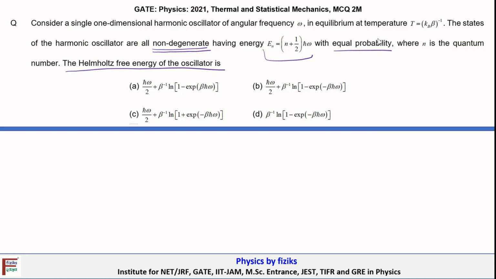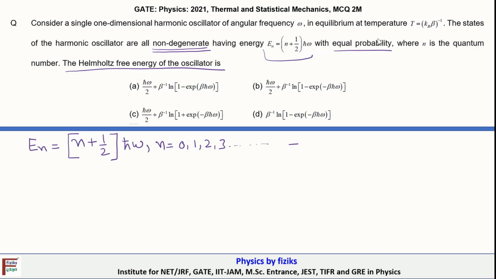So let's continue with the energy spectrum of the harmonic oscillator. It's given that the energy spectrum of a harmonic oscillator is given by En equal to n plus half h cut omega, where n can take values 0, 1, 2, 3 and so on.